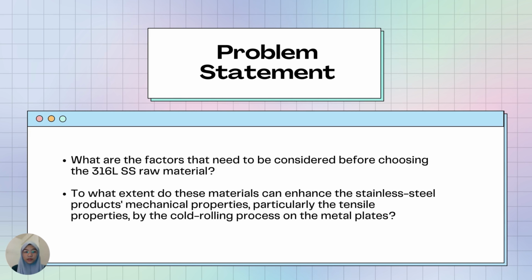For the problem statement, we have two problem statements here. The first is, what are the factors that need to be considered before choosing the 316L stainless steel raw material. Next, to what extent can this material enhance the stainless steel product's mechanical properties, particularly the tensile properties, by the cold rolling process on the metal plates.